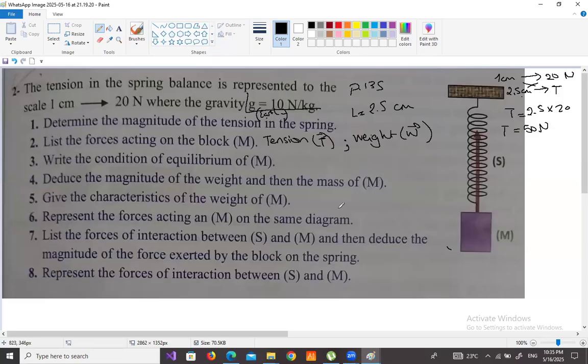Now write the condition of equilibrium. Since the body M is at rest, then it is at equilibrium, which means that the forces acting on this body are equal in magnitude but opposite in direction. They have the same line of action, which is in this case vertical. So let's start stating this condition according to the state of equilibrium.